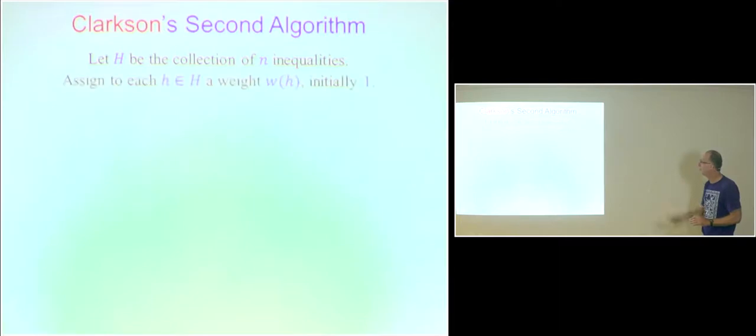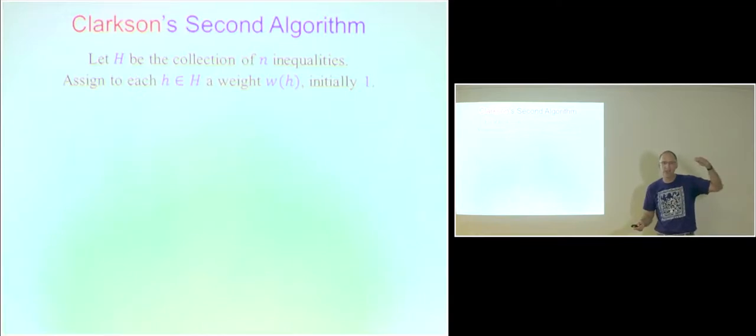Clarkson says the following. We have a collection of n inequalities, and what we do is we weigh them. We give a weight to each inequality. The weight indicates how important we think this inequality is. Initially, we don't know anything, so we give each inequality a weight of 1. Eventually, we want our d essential inequalities to have very, very high weight, so we can actually tell them apart from all the others.